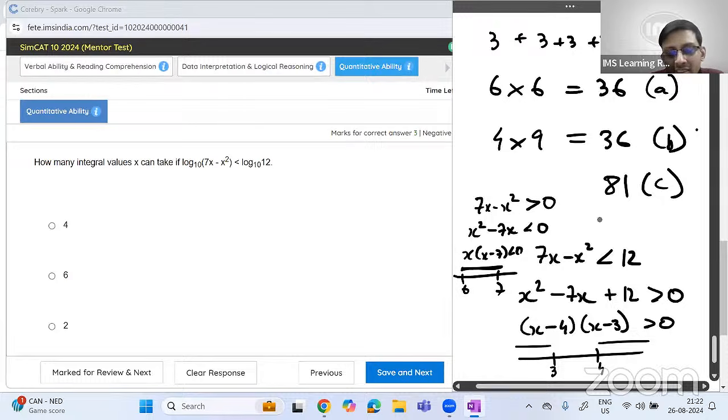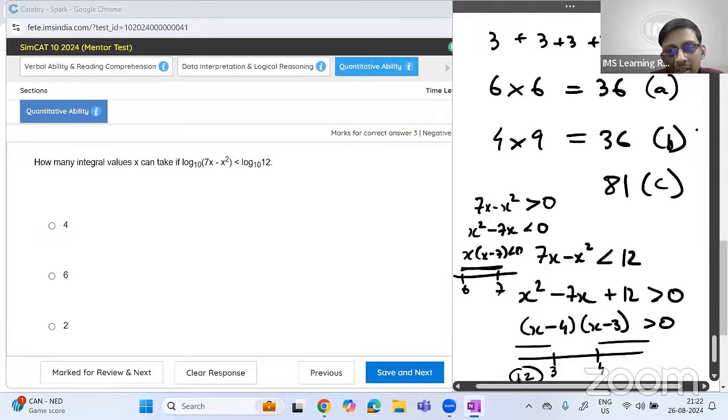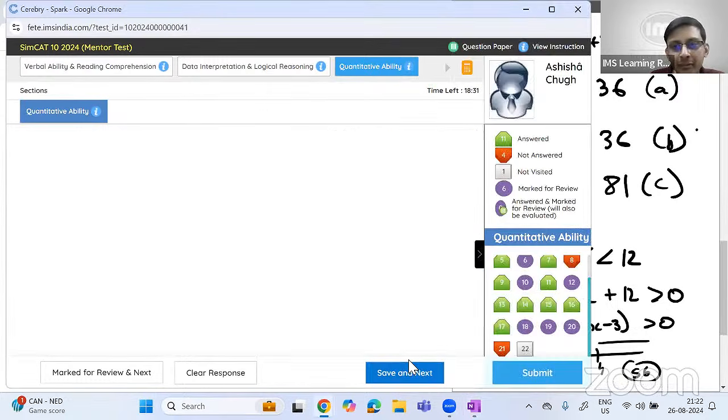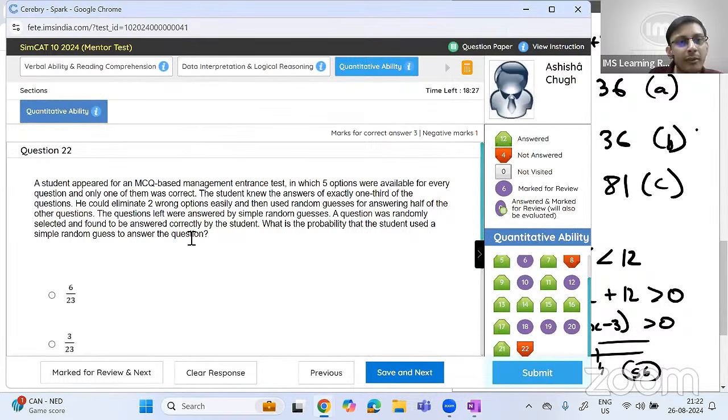Okay, between 0 and 7, more than 4. Actually, 1 and 2 will also work here. So I will get a 1 and a 2 between 0 to 3, and then 4 to 7, I will get a 5 and a 6. 1, 2, 5, 6. So I'm getting 4 values. Seems to be fine.